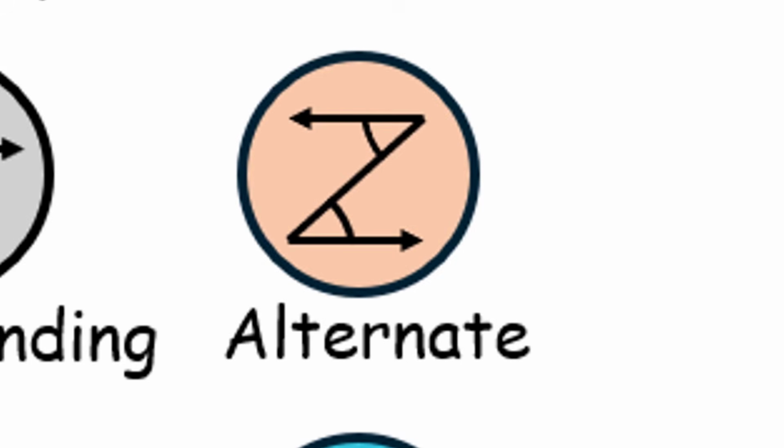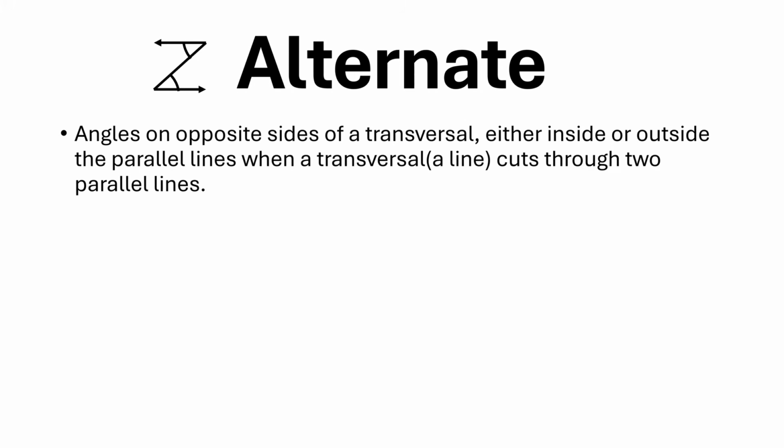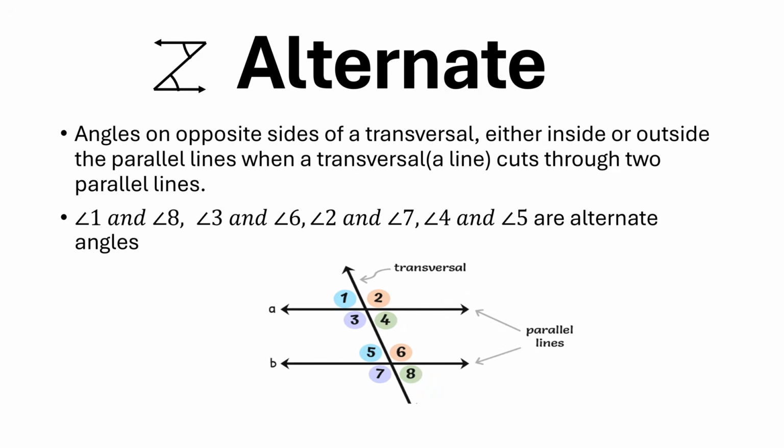Alternate angles. Alternate angles are angles on opposite sides of a transversal, either inside or outside the parallel lines, when a transversal, a line, cuts through two parallel lines. Angle 1 and angle 8, angle 3 and angle 6, angle 2 and angle 7, angle 4 and angle 5 are alternate angles.